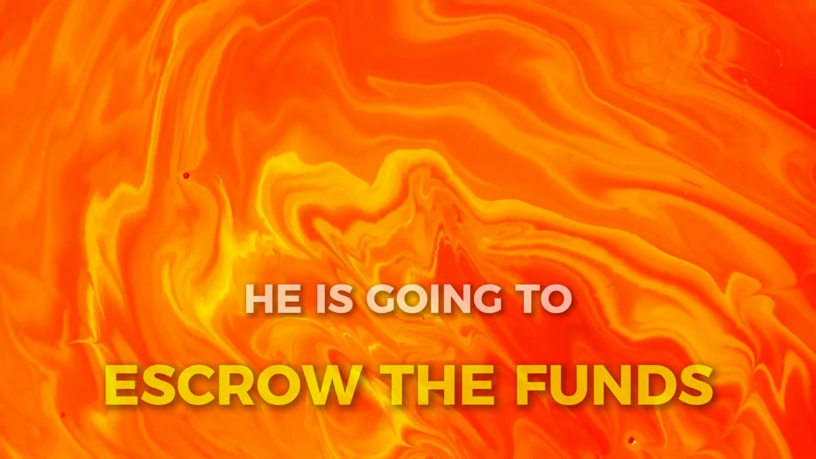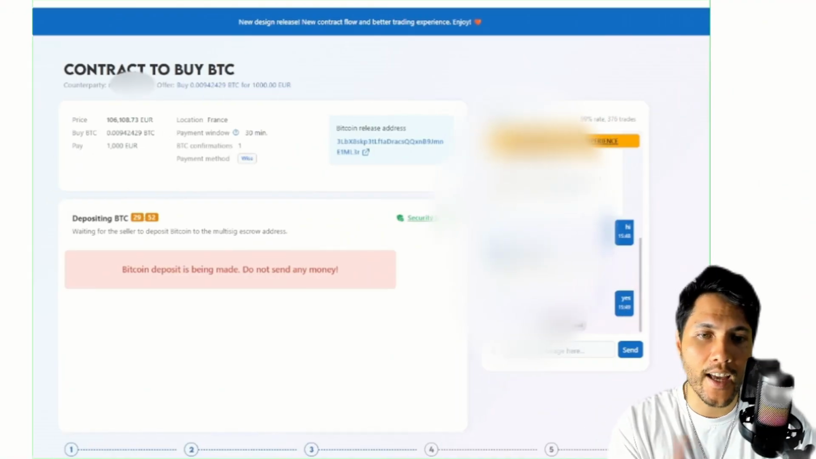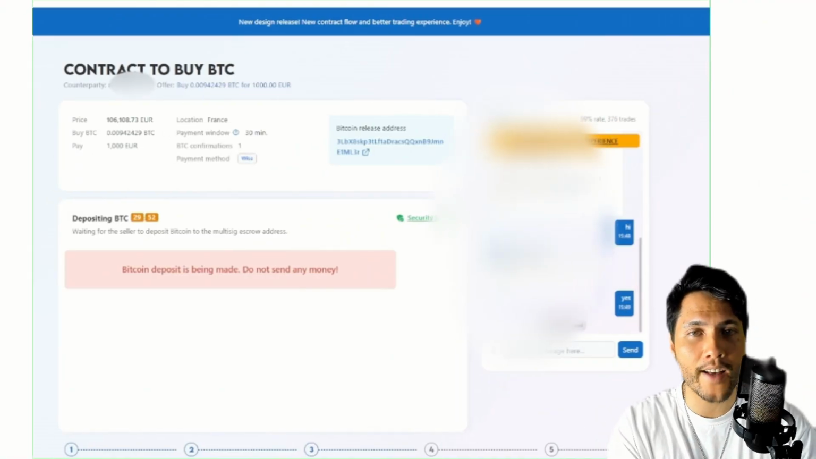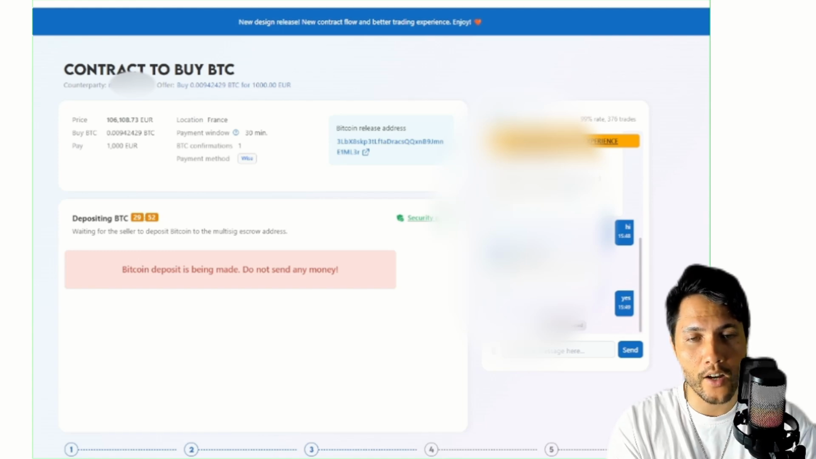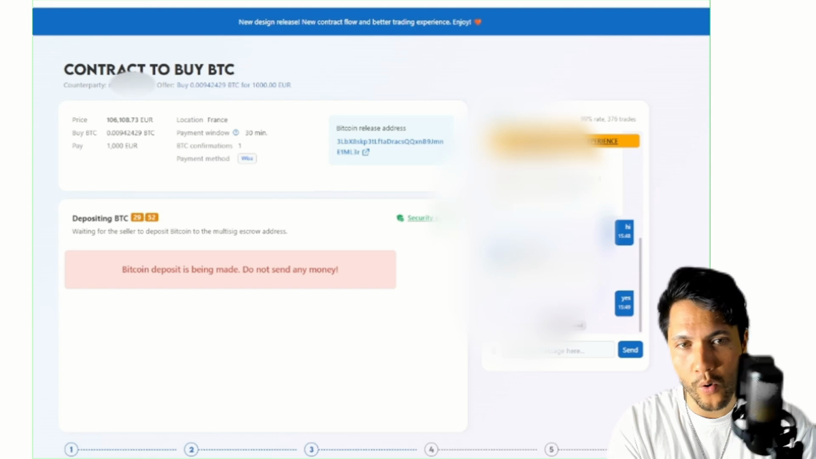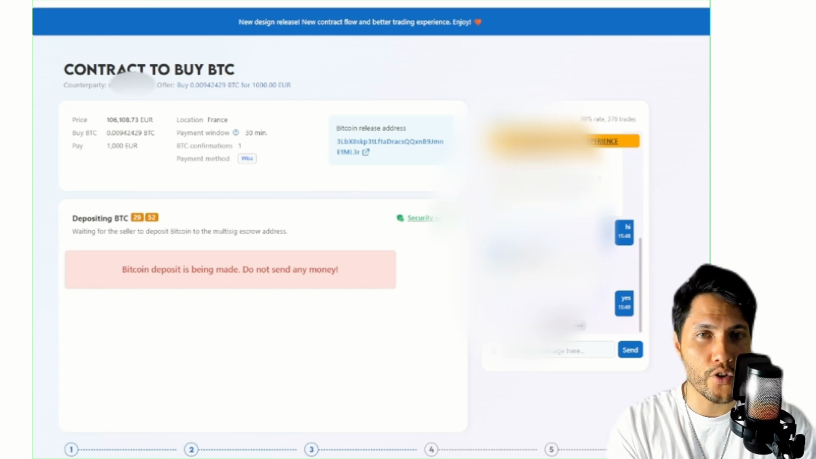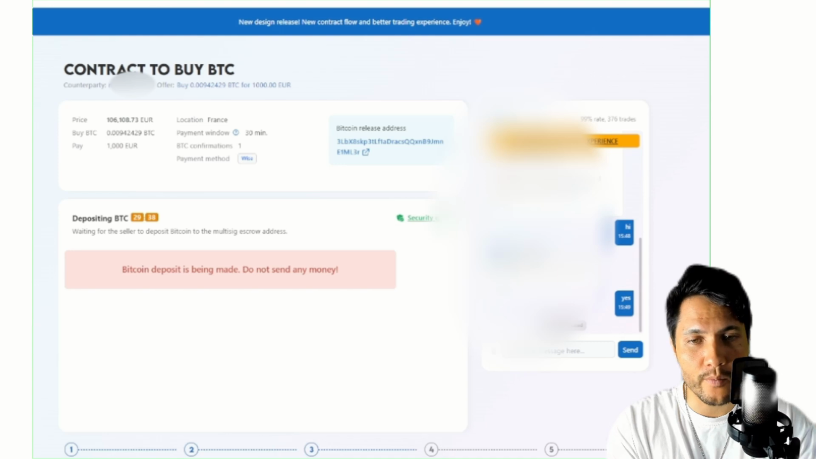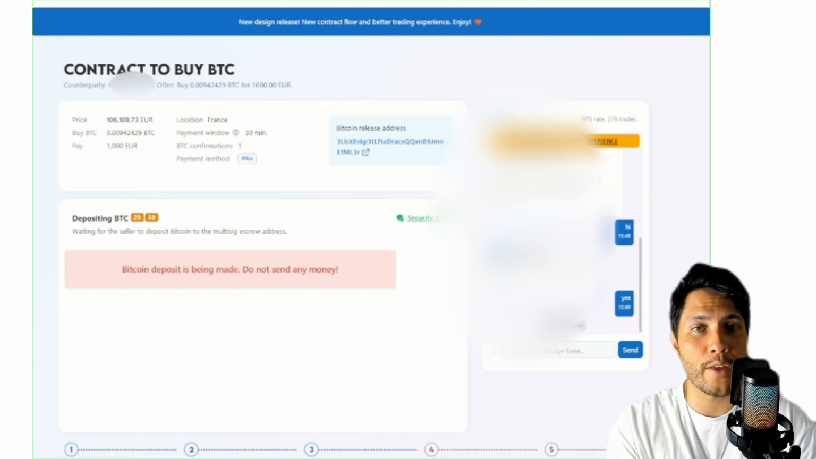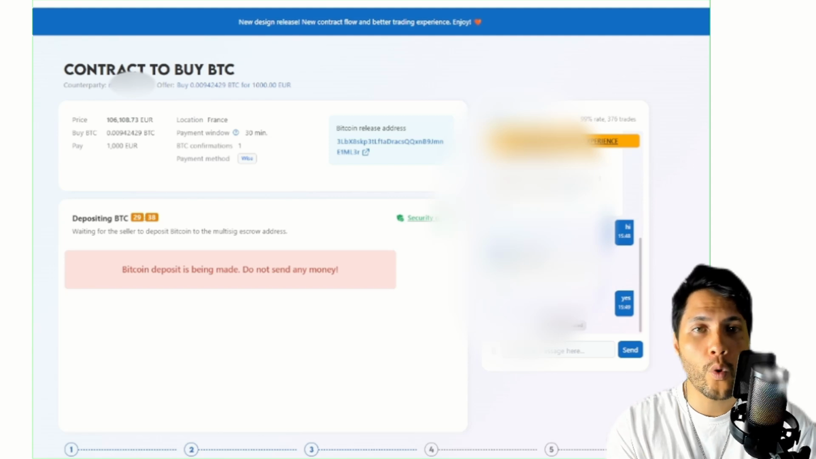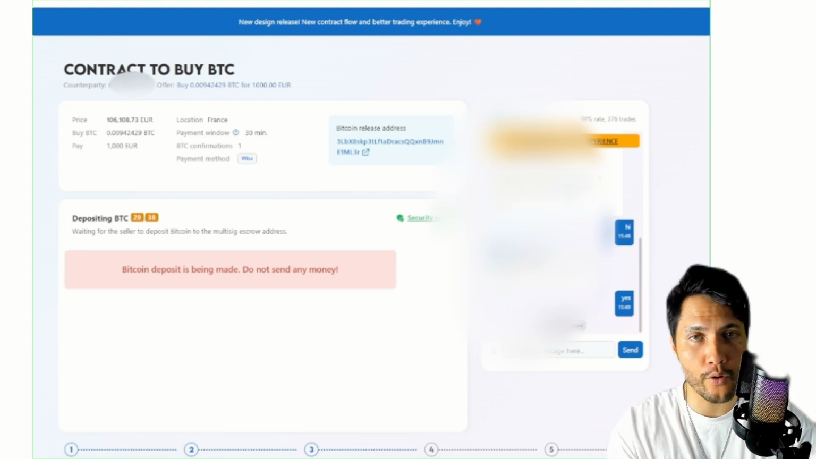So escrow means, okay, just to give a quick definition of how escrow works in crypto trading. Let's just say you and I are talking on Telegram or wherever, and I'm deciding to sell you Bitcoin, and we've agreed on the terms and conditions, and now it's your turn to send me fiat currency. I give you my bank details, you send the funds to me. What is stopping me from just running away with your funds?